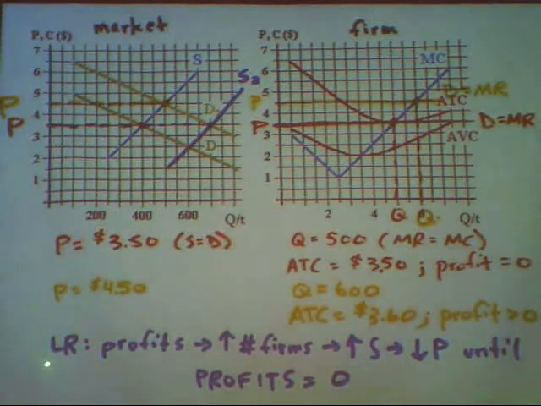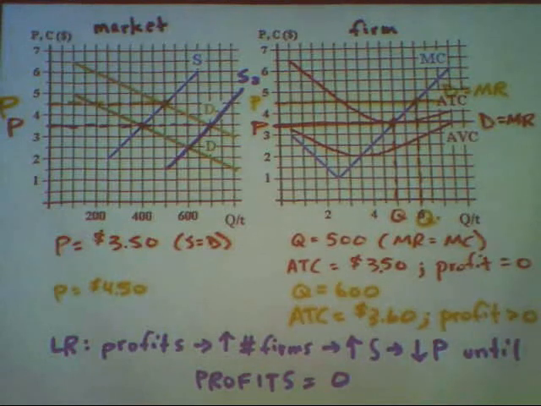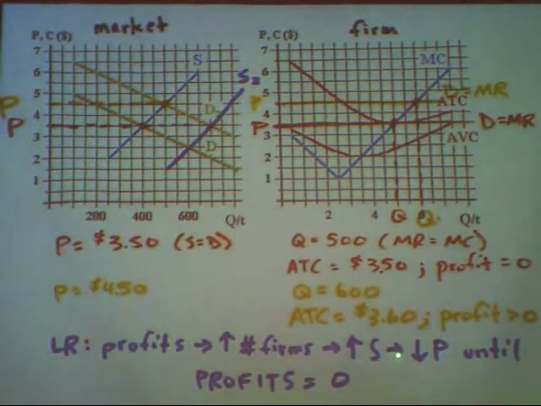So in the long run, economic profits attract more firms, increased number of firms, which leads to an increase in the supply, which leads to a decrease in the price, and this process will continue until profits equal zero, which means the price has to get back to the break-even price of $3.50. One example of how competitive markets adjust to change in the long run.